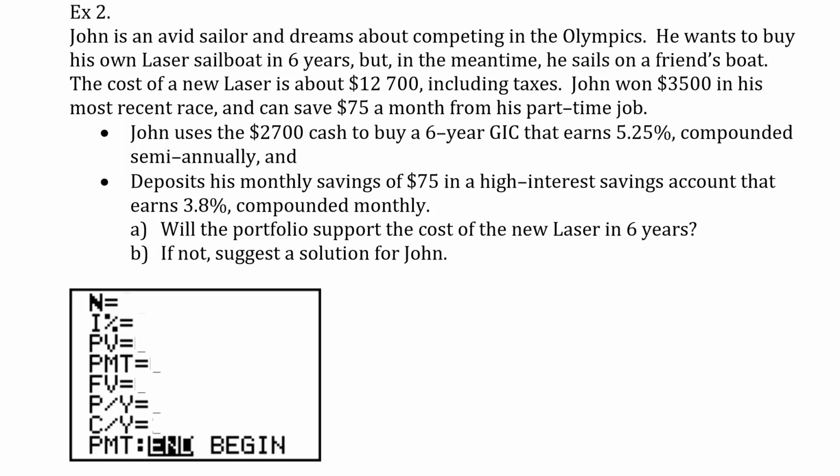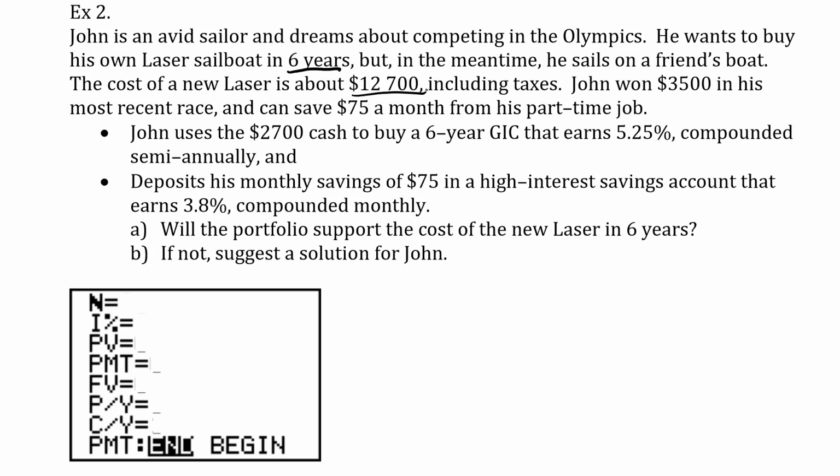Example number 2. John is an avid sailor and dreams about competing in the Olympics. He wants to buy his own laser sailboat in 6 years, but in the meantime he sails on a friend's boat. The cost of a new laser is about $12,700, including taxes. John won $3,500 in his most recent race and can save $75 a month from his part-time job.